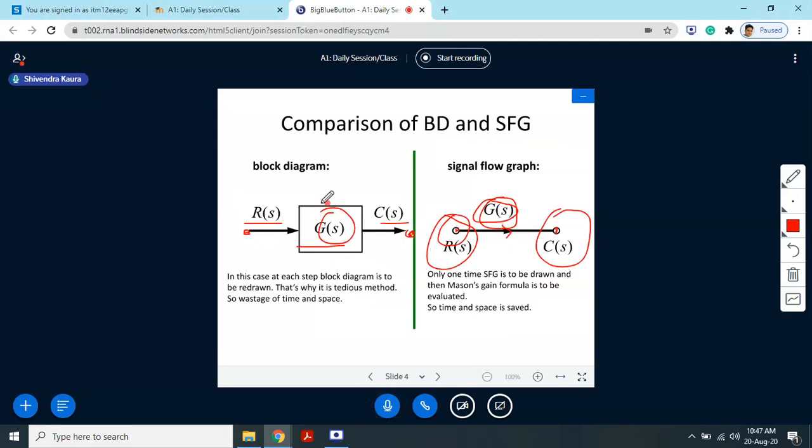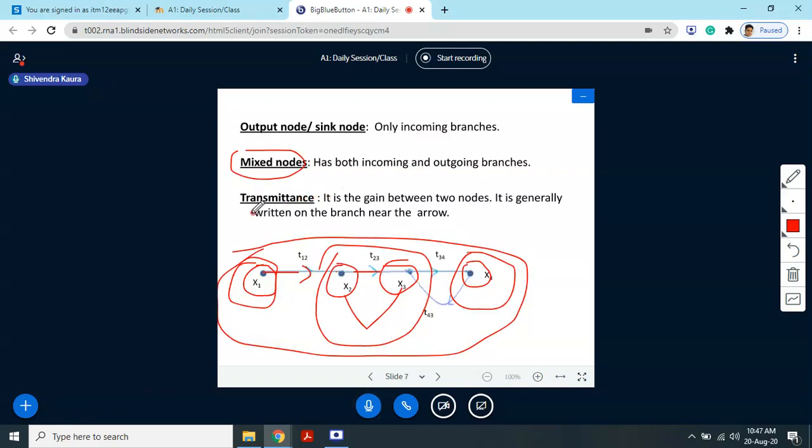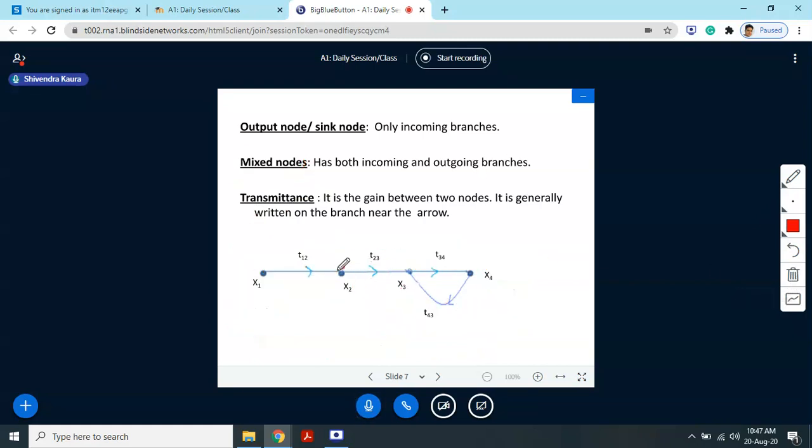Here G(s) is called the forward path gain, or the gain of this block. So in the case of a signal flow graph, it is called transmittance. Let me clear all this. So in this case, T12, T23, and T34 are called transmittance. T43 is also called transmittance.